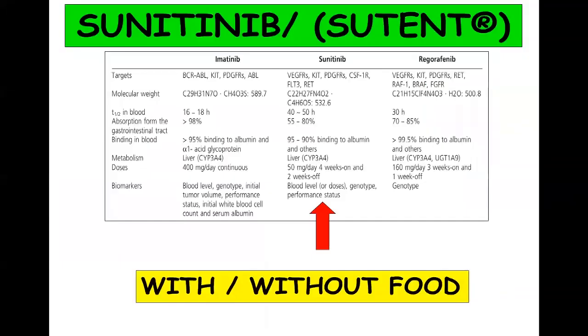The second important drug in GIST treatment is sunitinib, called Sutent, targeting VEGF, KIT, PDGFR, CSF1, FLT3, and RET. Half-life in blood is 40 to 50 hours, with metabolism by the liver. The treatment can be taken with or without food.